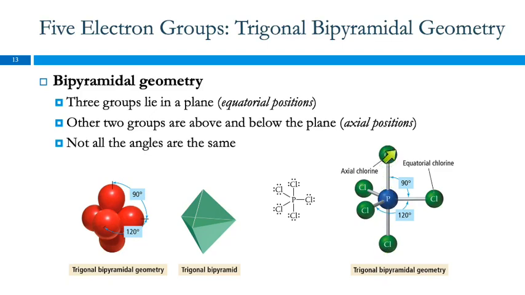So these are equatorial. I'm sorry, these are axial, like the North Pole and the South Pole. This is the axis. And then these are around the middle, around the equator. So these 3 form a trigonal planar structure in the middle, and their angles are 120. And then these 2 are 90 degrees. So not all the angles are the same. Any questions about that?